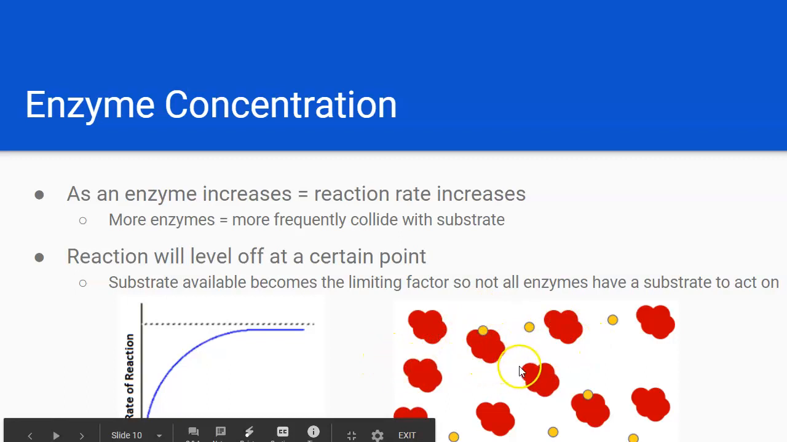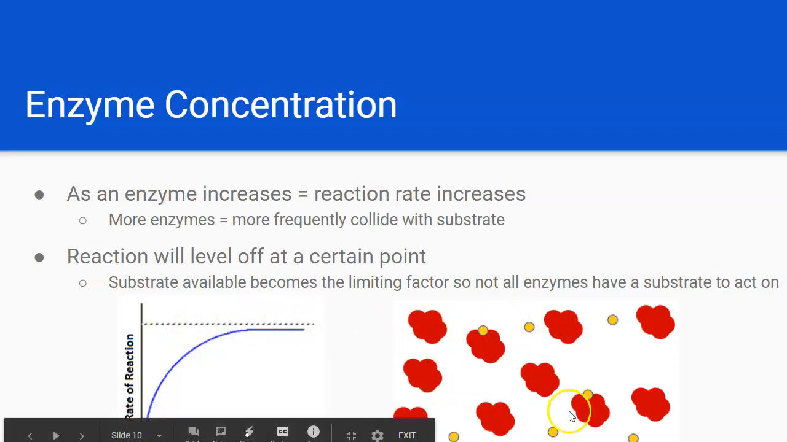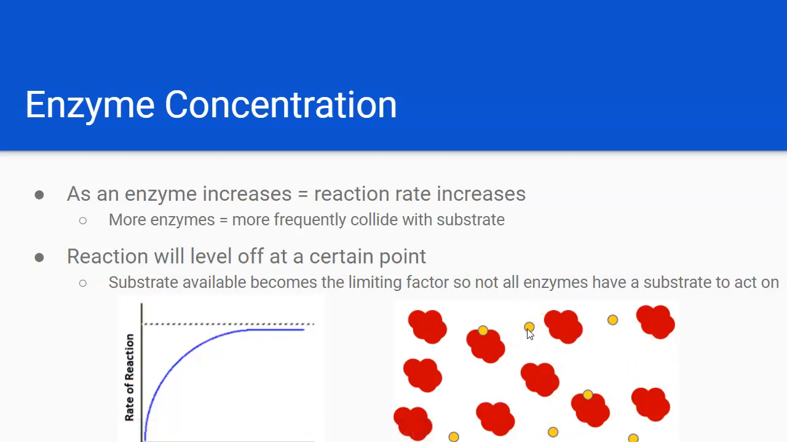But this does level off at a certain point, because no matter how many enzymes you have, there's just not enough substrate for it to continue to do its thing. So it reaches a maximum possible rate of reaction.